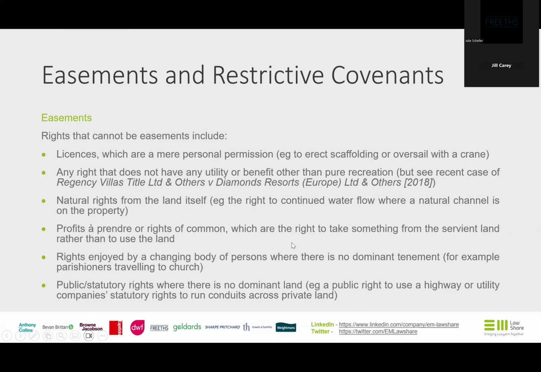Now, for local authorities, that tends to be things like highways or for utilities, with statutory undertakers, they will have the right in certain circumstances to run conduits across private land, and that wouldn't be an easement, it would be a statutory power.